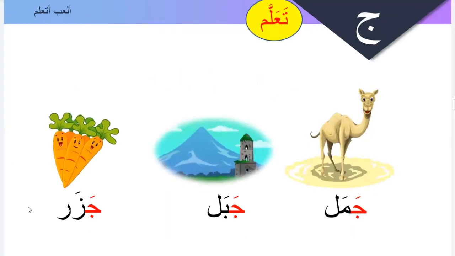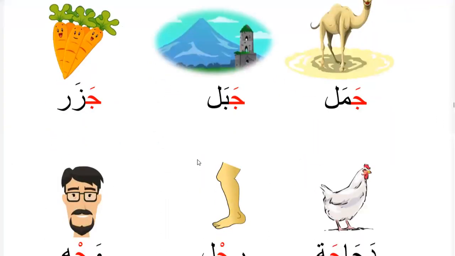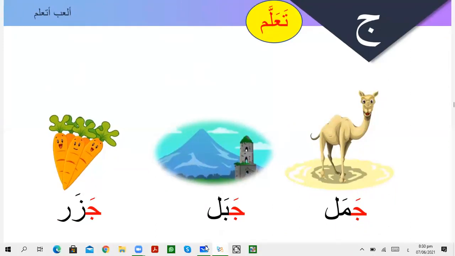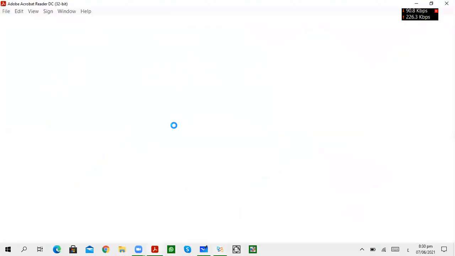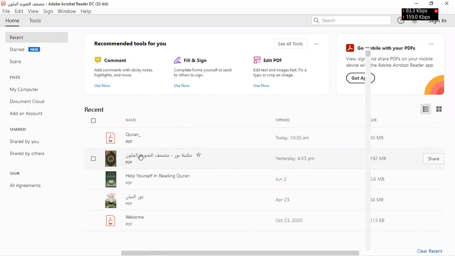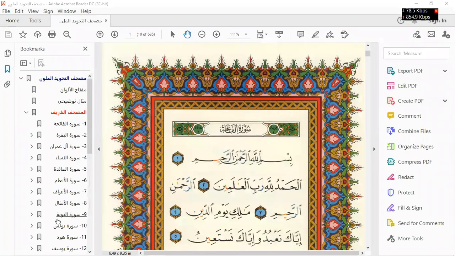So today we have learned many new words like these. You need to memorize these words and then write them in your notebook. Okay. Latifa. Yes.